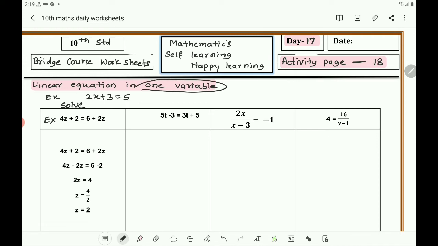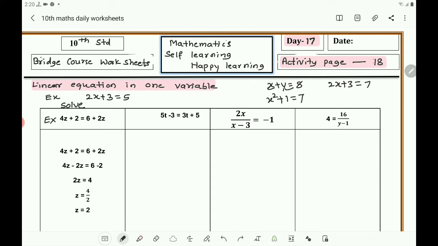in one variable means it is having only one variable. Here you observe some equations: x plus y equals 8, or 2x plus 3 equals 7, and also you take x square plus 1 equals 7. Here there are three equations. In the first equation, two variables are there, x and y, and in the second equation only one variable is there, and in the third equation also only one variable is there.